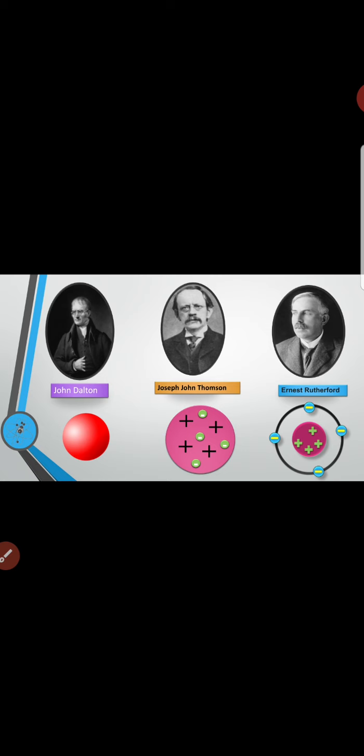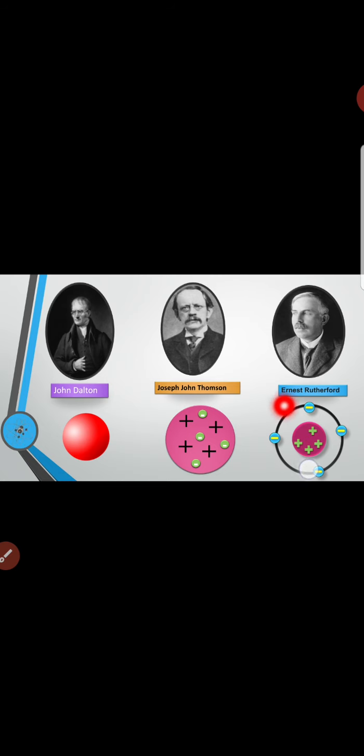So yesterday we have seen the Rutherford experiment, the gold foil scattering experiment, and the Rutherford atomic model. That is, positive charges are present in a nucleus and negative charges are revolving around the nucleus. And one more thing he discovered is that the number of positive charges and the number of negative charges are equal.